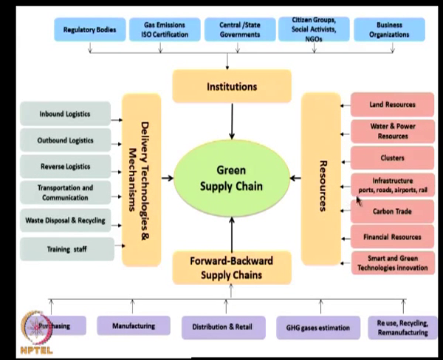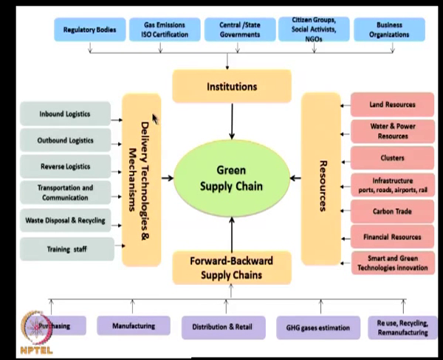Now, in terms of the resources, you have land resources, you have water, power resources, you have various industry clusters, infrastructure, ports, roads, airports, and rail, and there is the carbon trade. Carbon trading mechanism becomes a new resource for the green supply chain. Of course, there are financial supply chains, smart and green technology innovation. You require educational institutions to do research on how to use ICT to make these smart technologies and then also make them green and so on.